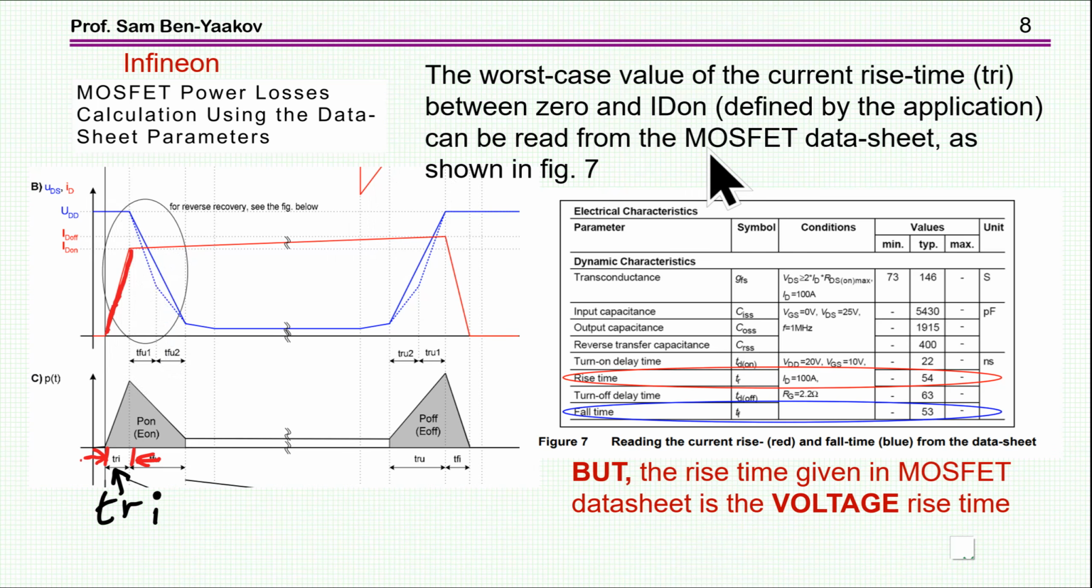So what Infineon is saying, well, you need this time, so you can read it from the MOSFET datasheet as shown in figure 7, and they are showing this figure 7, which is a copy of a part of a datasheet. And here indeed it says rise time 54 nanoseconds. However, this rise time is not for the current. In datasheet of silicon MOSFET, the rise time given is for the voltage. This is this part here, not the current. So I don't understand how they can refer us to this number, which is actually irrelevant to the rise.